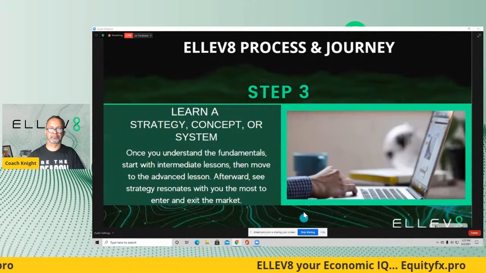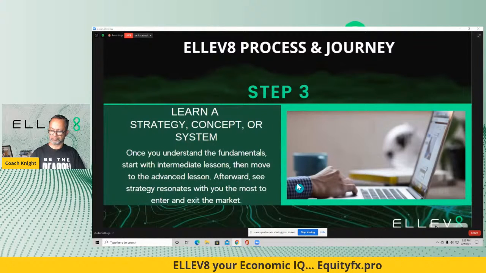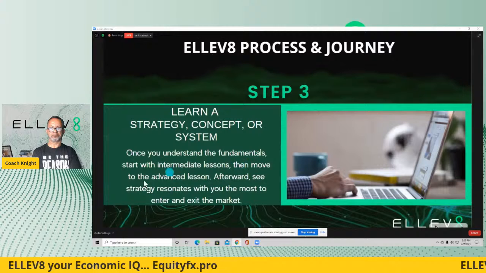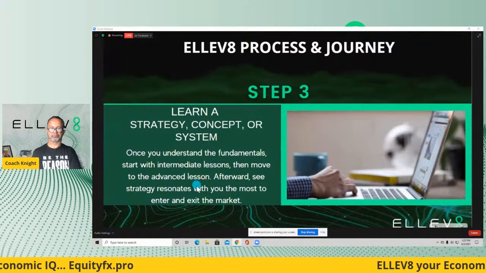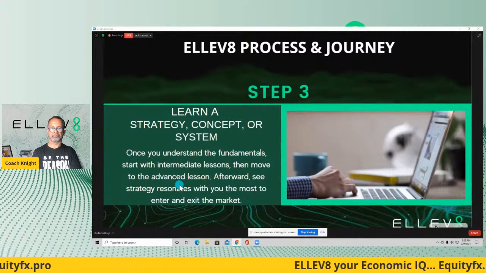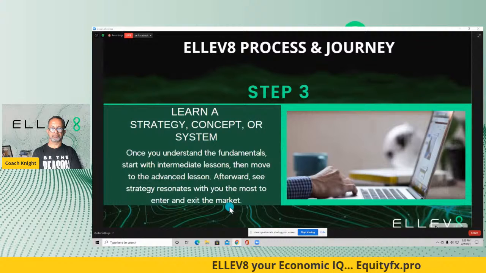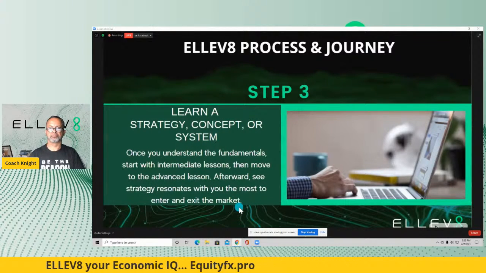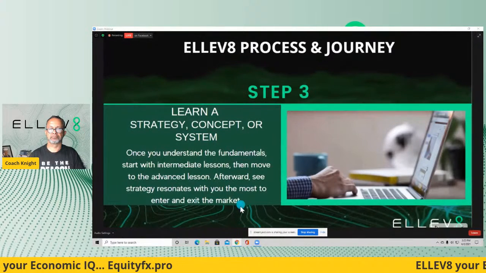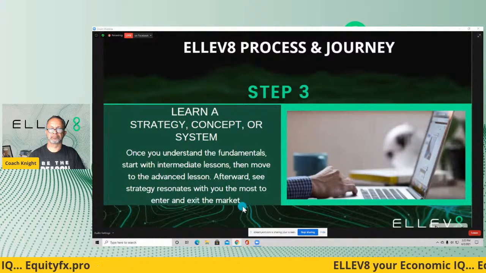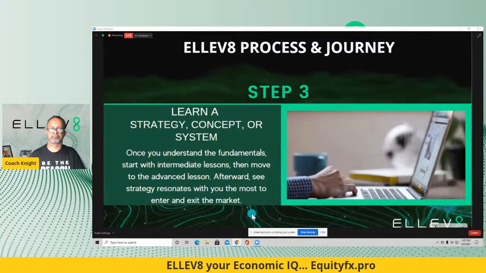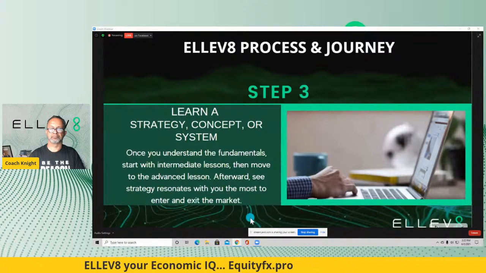concept, or system, and you have lessons on a strategy, concept, or system with intermediate lessons, and you have lessons on advanced. Now, it's up to you to decide by choosing at least one or two main strategies that resonate with you more. And you're going to stick with that for a minimum of 30 to 90 days.